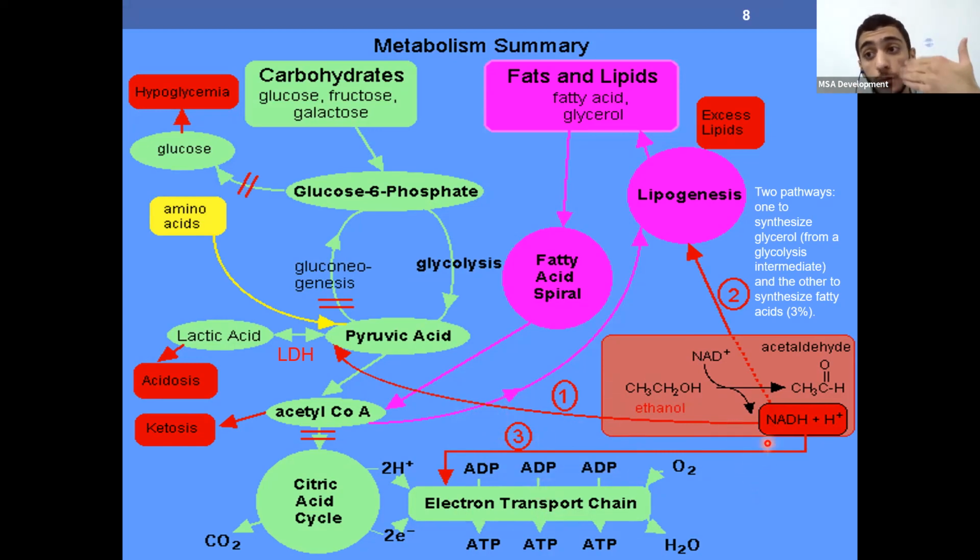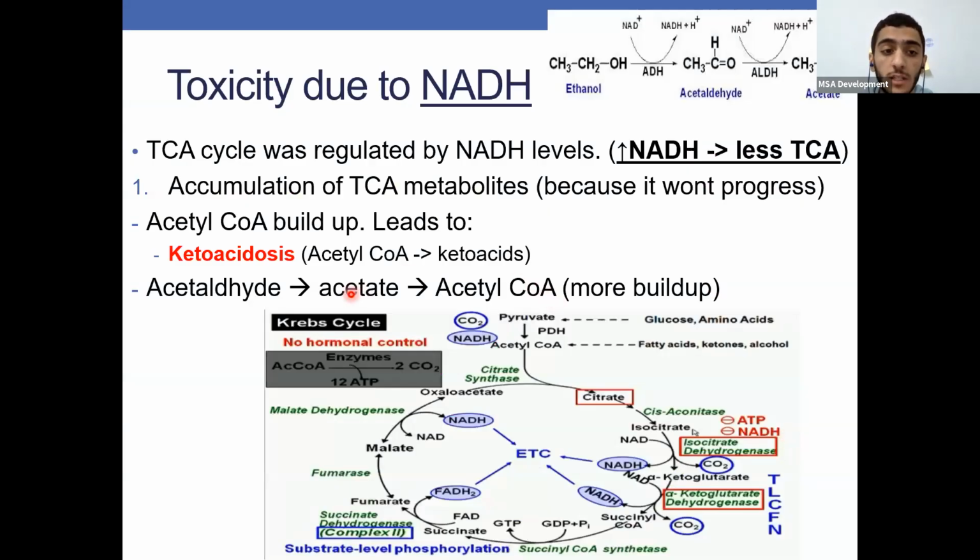Now, when you're consuming alcohol, your body has a lot of NADH. There's too much NADH, and this NADH would go to the electron transport chain, which produces too much ATP. So keep that in mind: we have a high amount of ATP and a high amount of NADH. Okay, let's get started. The first thing is going to be ketoacidosis. What happened again? As we said, the NADH is accumulating and the ATP is accumulating.